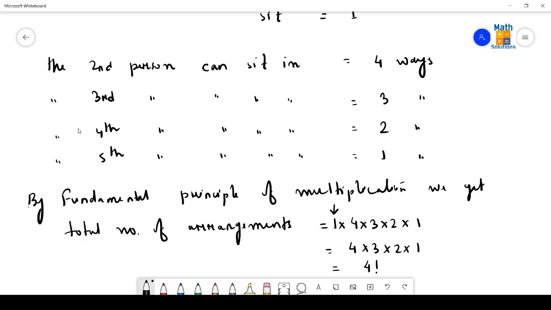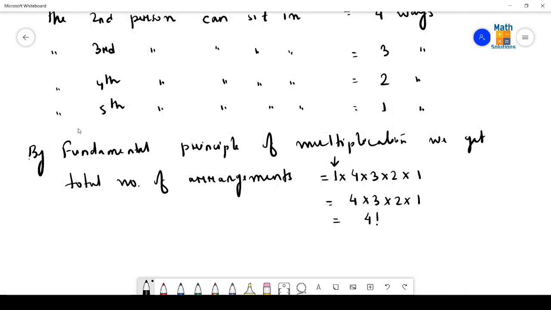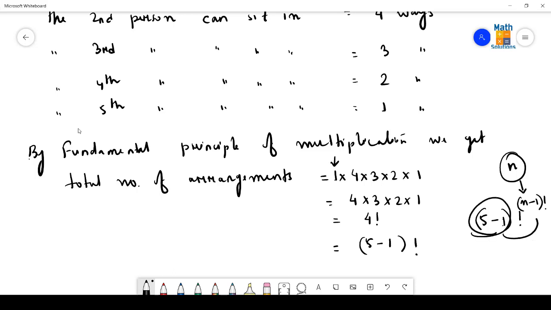This 4 factorial arises because initially we had 5 persons, but amongst these 5 persons, one person's position is always fixed. That is why in the case of circular arrangements we have to follow this rule. Actually this implies that if there are n persons, then in a circular arrangement the total arrangements can be made in (n minus 1) factorial ways, following this concept.